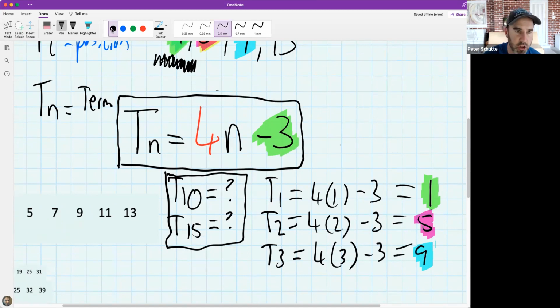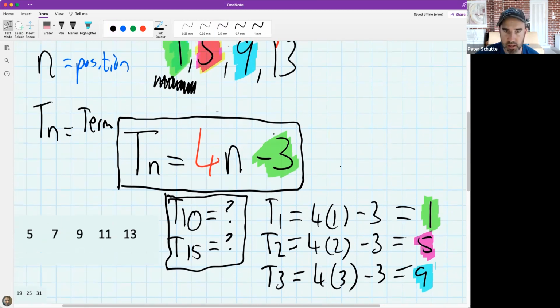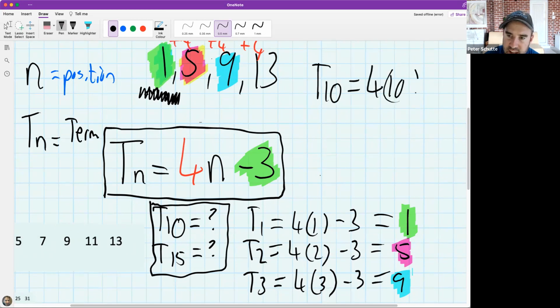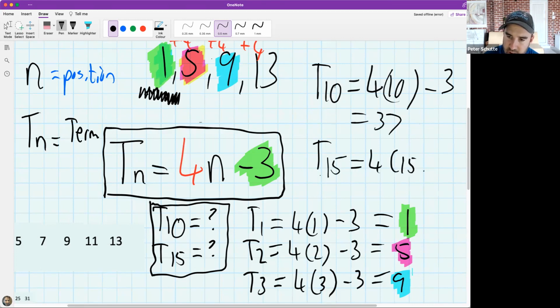Okay, so remember, I'm asking you for the 10th term in this pattern. Notice how I'm not going to write out to the 10th term. I'm going to use my formula. So T10 is going to be 4 times 10 minus 3, which is 37. And then T15 is going to be 4 times 15 minus 3, which is 57.